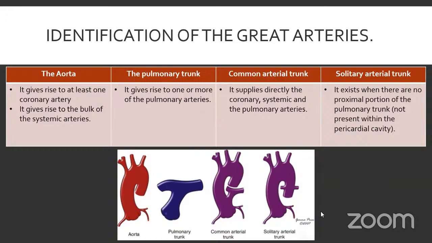And the other way around, where it's a solitary arterial trunk, it has the same components. However, the pulmonary trunk is not found within the pericardial cavity. So in this case, it's termed solitary arterial trunk, and the other one is common arterial trunk.